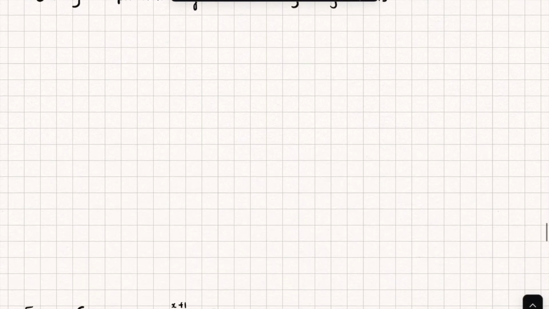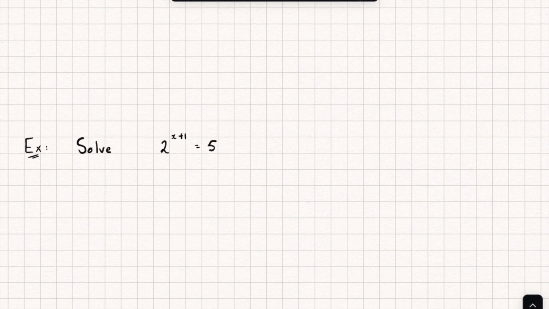Okay, so let's look at this first question where we're asked to solve 2 to the power of x plus 1 equals 5. What makes this question difficult for us to solve is that the unknown is in the exponent, so it's not so straightforward to rearrange and make x the subject. And so the way we're going to solve this problem is by using logarithms.